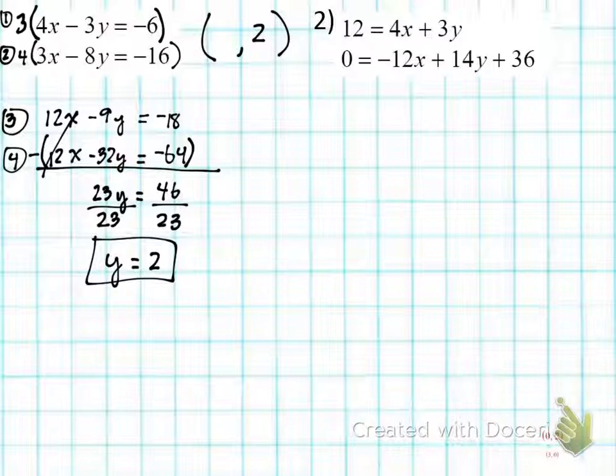Which one do I want to pick? I always pick the smallest number. So which ones are the smallest to you? 1, 2, 3, or 4? 1. Okay, good. So I'm going to put it back into 1. And I'm going to rewrite 1. But instead of writing y, I'm going to substitute 2 in there.